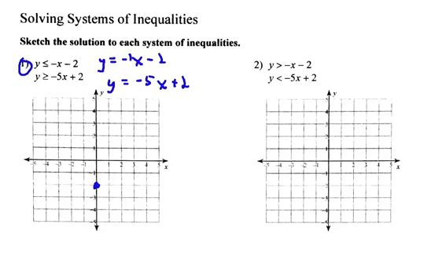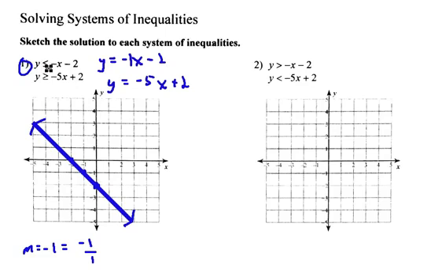Here the slope is negative 1. And when we have a slope of negative 1, well, that's the same as negative 1 over 1. So we're going to go down 1, right 1. Down 1, right 1. We can keep doing that several times. We can even reverse it. Go up 1, left 1. Take a moment to get my line on there now. So here's our graph for y equals negative x minus 2.